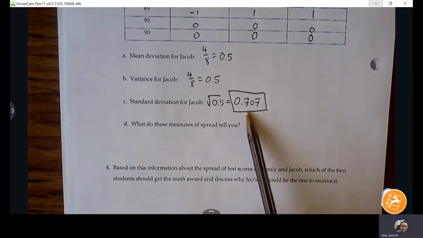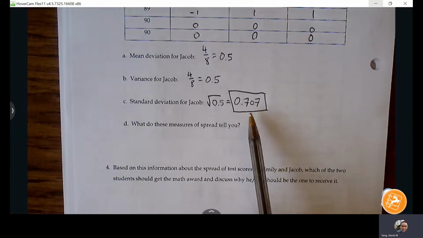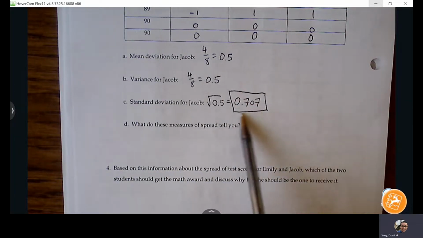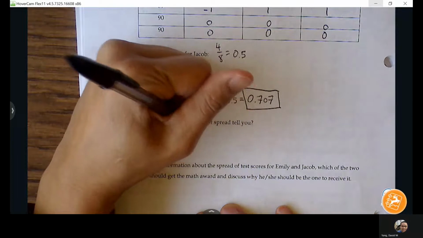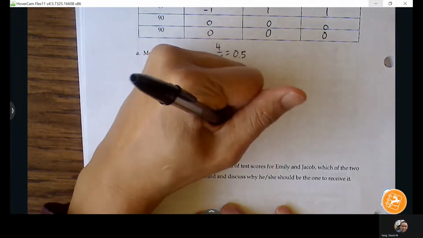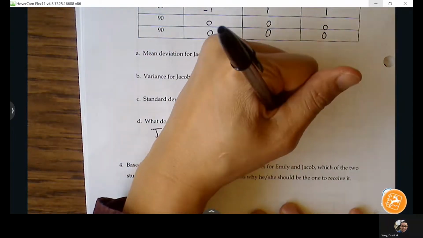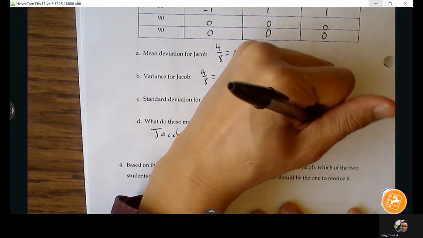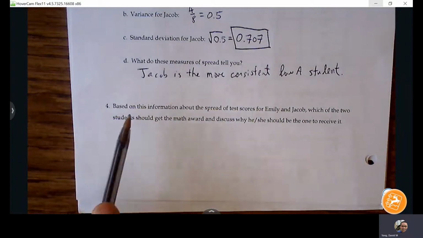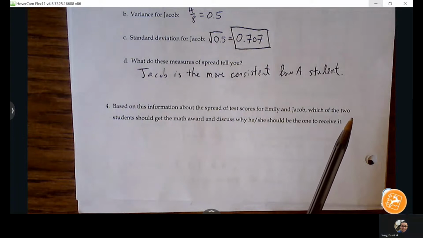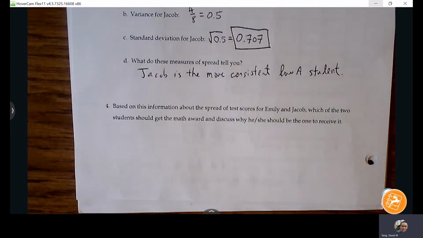So we see that on average, right, Jacob is scoring 0.7 from the mean, so pretty much always scoring around the same, very consistent, right? Meanwhile, Emily's scores can vary 7 points either above or below her average, just depending on the test. Okay, so one argument that one could make is that Jacob should receive the award because he's the more consistent student over the course of each of the tests.